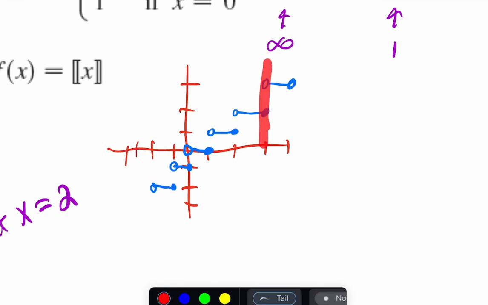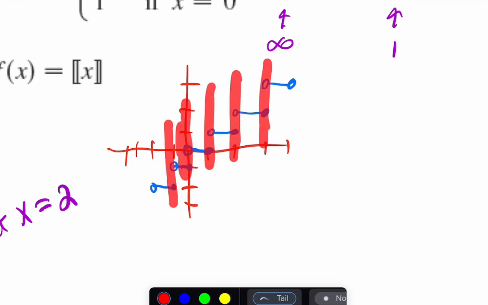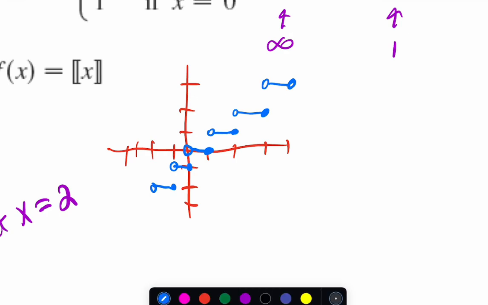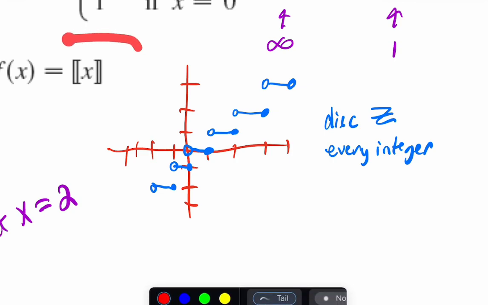So at every integer, you have to jump up to the next step. And so there is a discontinuity for the set of integers. So you could just write Z, or you could say at every integer. Now, that's what this double bracket means. That means that's that step function. Here's how it works.